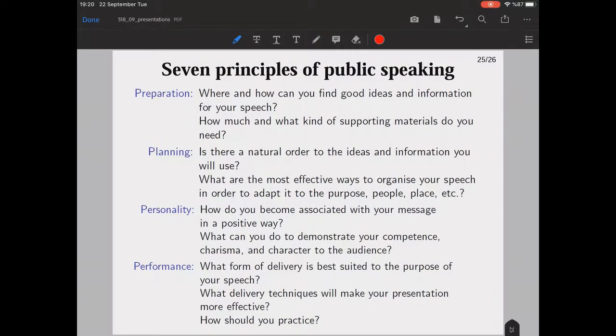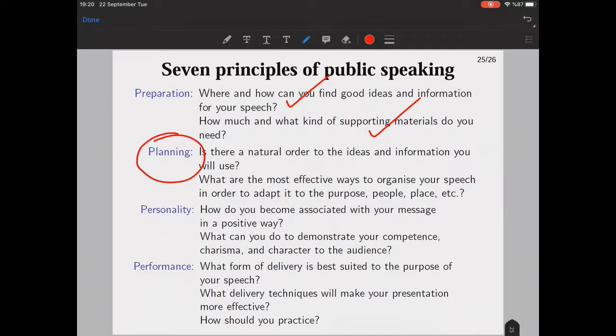And the preparation. Where and how can you find good ideas and information for your speech? What are the sources you're going to have? How much and what kind of supporting materials do you need? Would you need some figures or animations, whatever? And the planning. It's important. Is there a natural order to the ideas and information you will use?